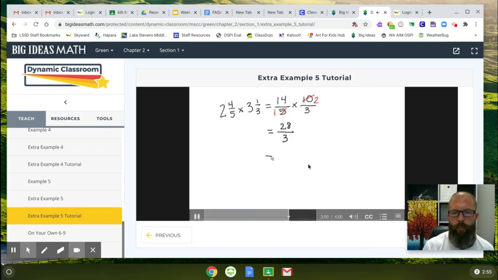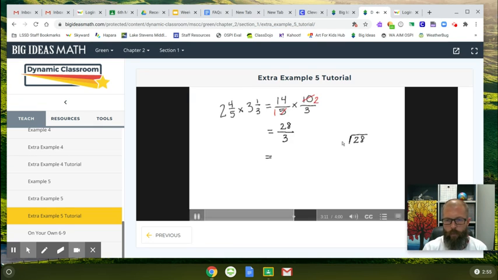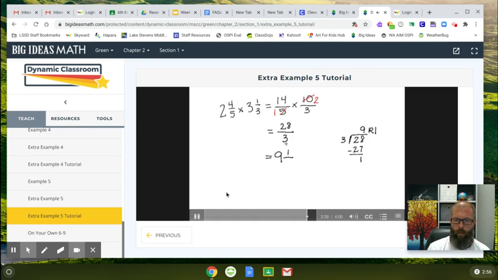And do the division. 28 divided by 3. 3 goes into 28 9 times, which gives us 27. So we have a remainder of 1. Now we can write our mixed number. We have 9 as the whole number. We use the remainder of 1 to be the numerator, and the divisor of 3 to be the denominator. So 2 4/5 times 3 1/3 is equal to 9 1/3.